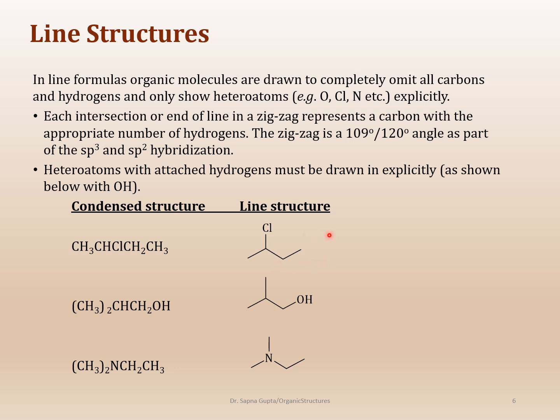Now, how do we write the line structure? This is the important thing here: you draw out all the heteroatoms. You don't draw the carbons, nor the hydrogens. The hydrogens that you draw are only the hydrogens that are attached to heteroatoms. Those are the ones that you draw out. All the other ones you don't. So here you can see in the first one, the CH3, CHCl, CH2, CH3, I don't have any of the hydrogens or carbons showing.